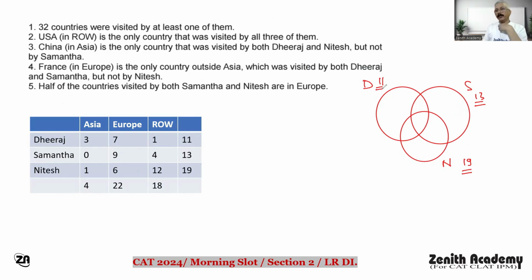So Dheeraj visited 11 places, Samantha 13 places, Nitesh 19 places. Look here, the total countries are 32. If we add it, then it is coming to 43. The total number of visits is 43 and the countries are 32. It means something will be common, let's see what that will be.